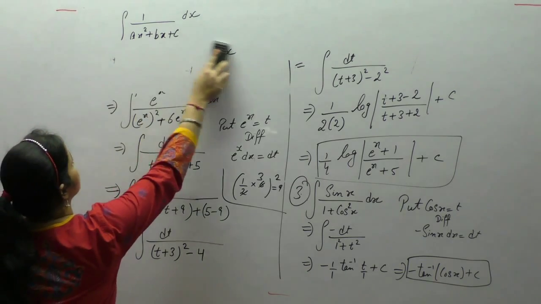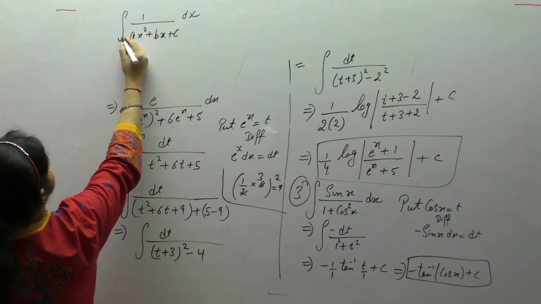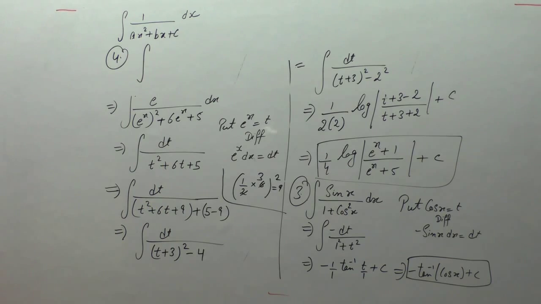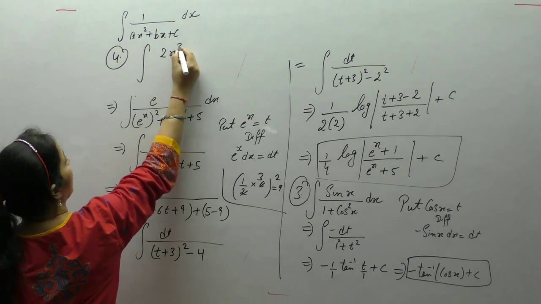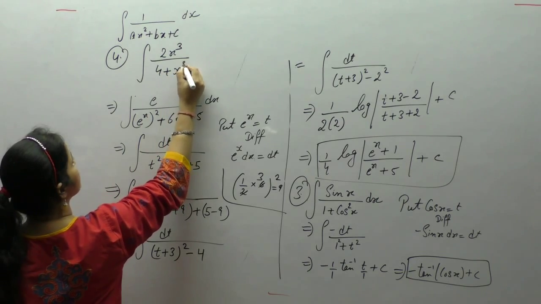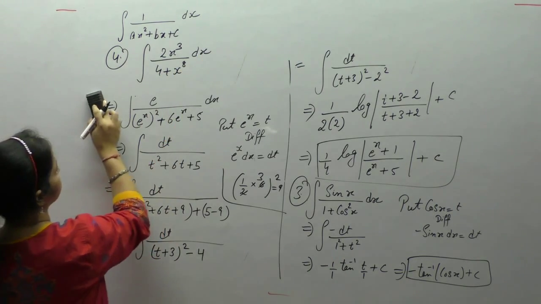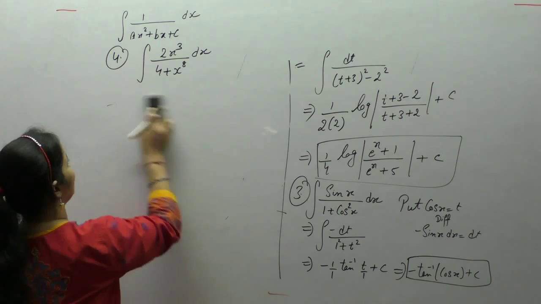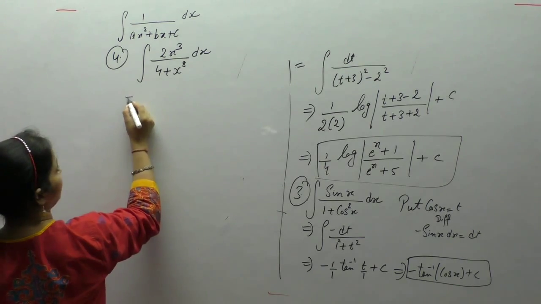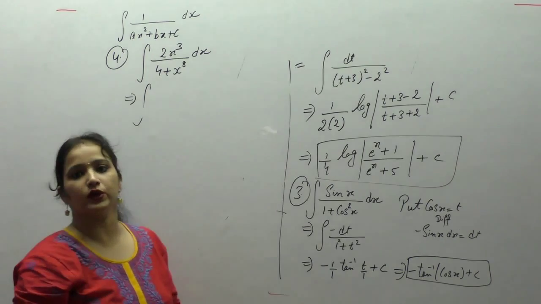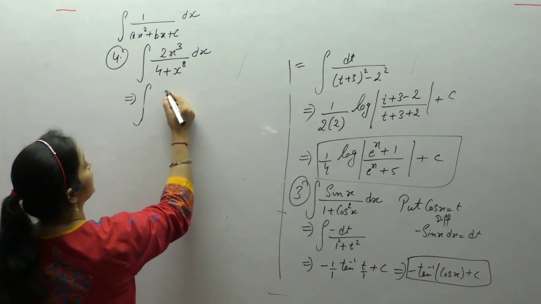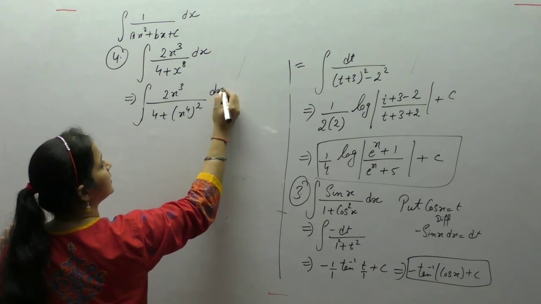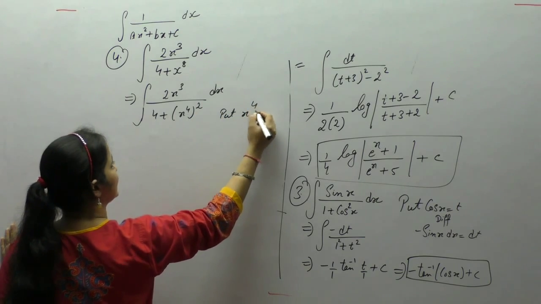Now the next one is question number 4. Integral of 2x cube upon 4 plus x power 8. We can write x power 8 as (x power 4) square, because we have the derivative of x power 4 in the numerator. So 2x cube upon 4 plus (x power 4) square. Now put x power 4 as t.